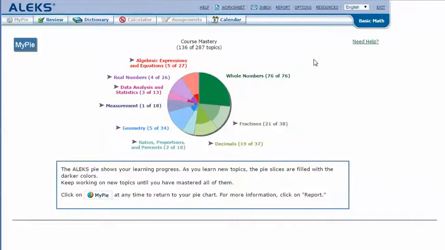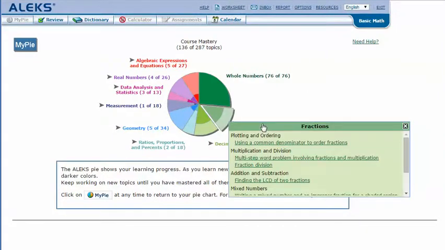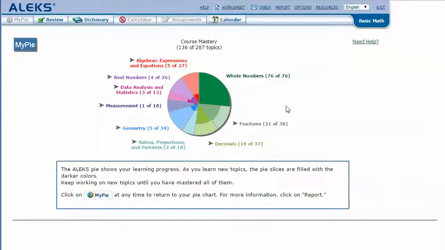Understanding equivalent fractions. In your ALEKS pie, mouse over the light green slice, Fractions, to reveal the drop-down list of topics you need to cover. Click on Understanding Equivalent Fractions.